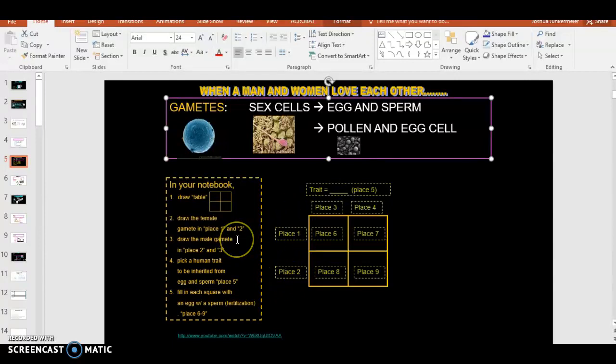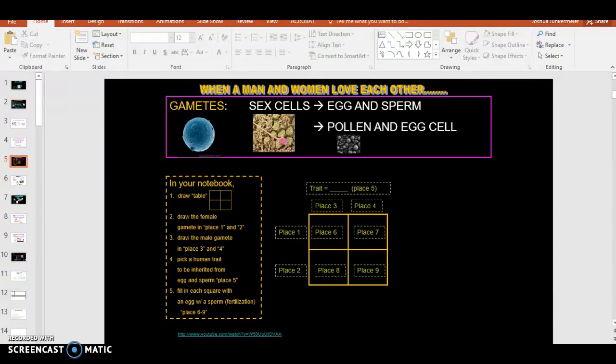Next it says draw the male gamete in place 2 and 3. So I said you write it down in place 1 and 2. I was incorrect. So for number 3, it says draw the male gamete. Now that's sperm. And you'll put that in place 3 and 4. So in place 4, you'll put sperm and draw another sperm in this box. So draw an egg here, draw an egg here. Draw sperm here, draw sperm there.